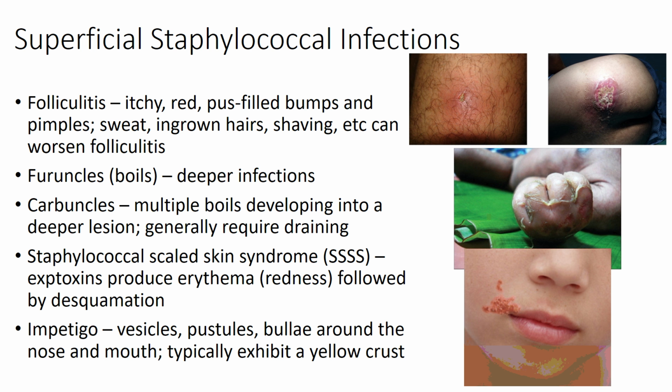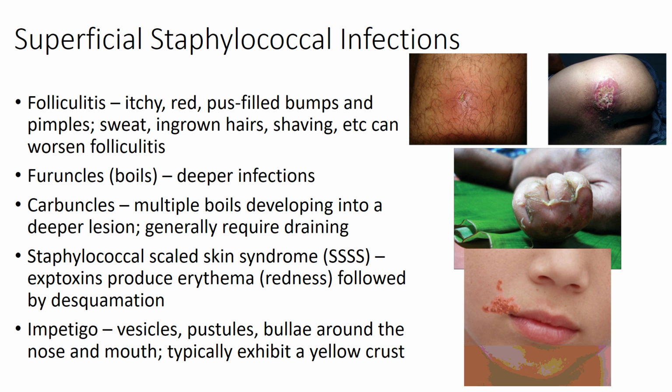Well, the most common would be something like folliculitis. Folliculitis is going to be an itchy red pus-filled bump, and a lot of times what we consider a pimple. That is when the staph that's normally on your skin moves into the deeper layers, like down in a hair follicle or something like that. Folliculitis can lead to a boil, which is a deeper infection, and then multiple boils can lead to a carbuncle that would require draining. That's going to be this picture here.